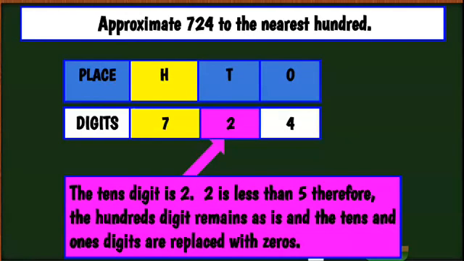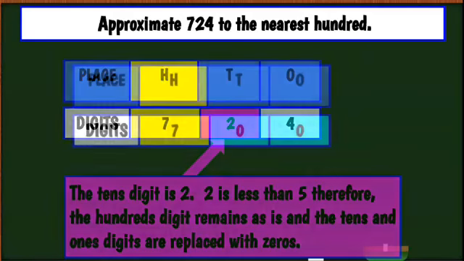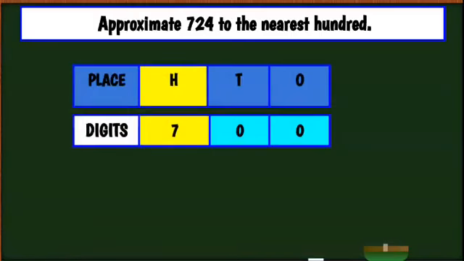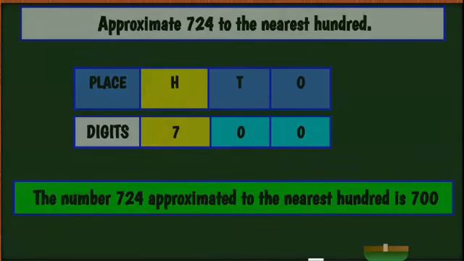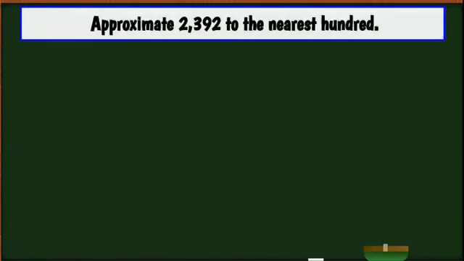2 is less than 5, so therefore the hundreds digit remains as is, and the tens and ones digits are replaced with zeros. So the number 724 approximated to the nearest hundred is 700. Another example. Approximate 2,392 to the nearest hundred.